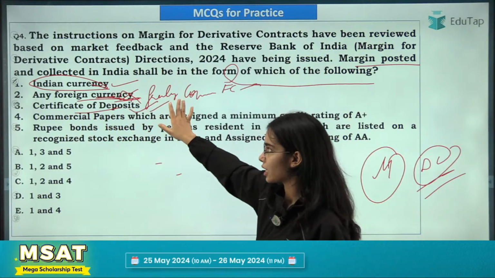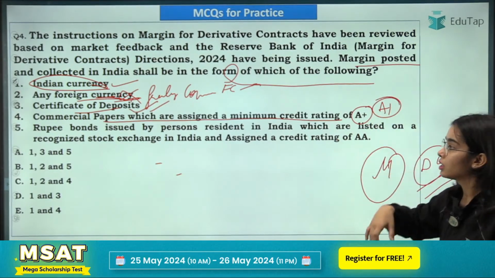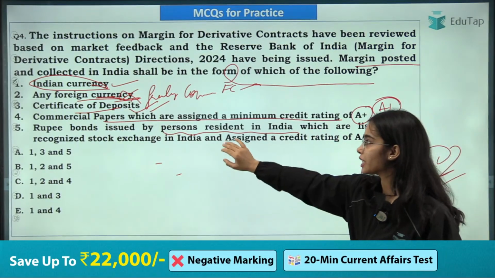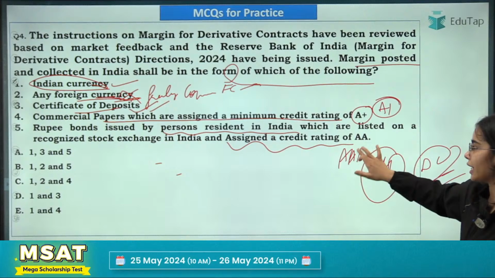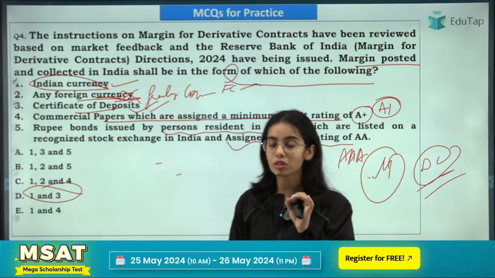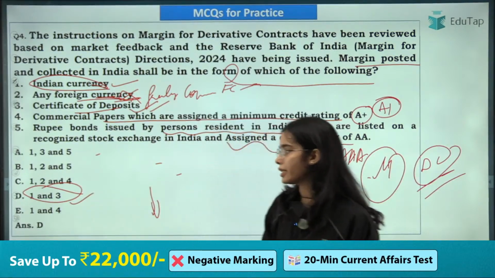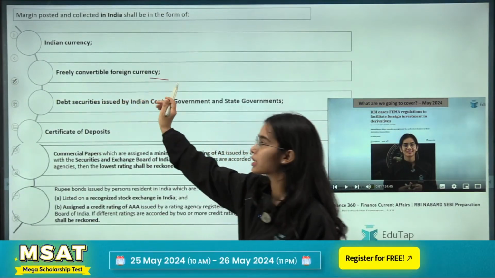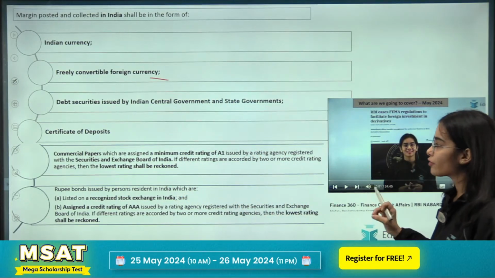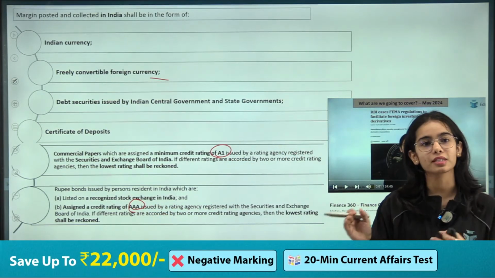Certificates of deposit, yes, they are allowed. Commercial papers which are assigned a minimum credit rating of A1. Rupee bonds issued by persons resident in India which are listed on a recognized stock exchange in India and assigned a credit rating of AAA. So here the answer should be 1 and 3 only. So the answer is D. All the students that have given the answer A or any other, that is incorrect. The answer should be D here. You can see freely convertible foreign currency was specified, not any currency, and you have to remember the ratings also. They are important. They have been specified by the RBI in its circular.